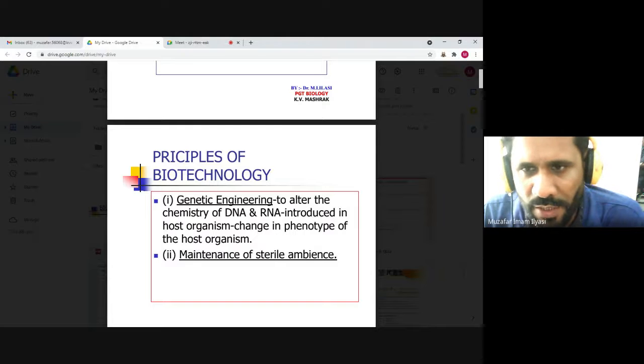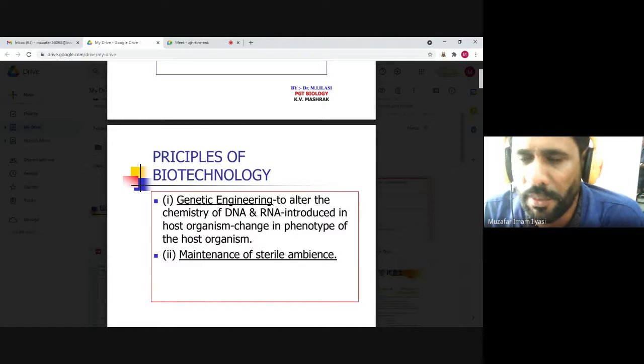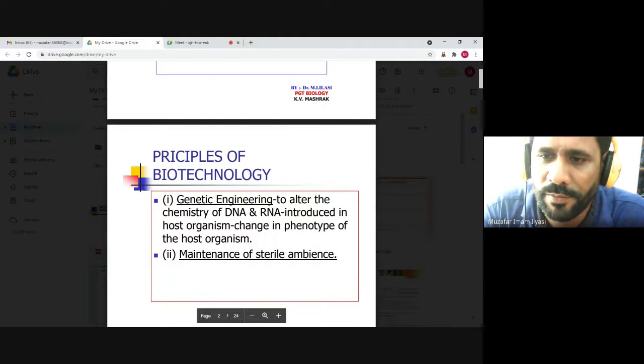First of all, let us know the facts about genetic engineering. The main theme of this is to alter the chemistry of DNA and RNA introduced into the host organism, causing a change in the phenotype of the host organism. And the second step is the maintenance of sterile embryos.